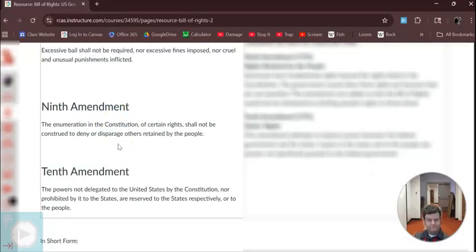Now, that's the basics of the first 10 amendments. In class, we'll go into more detail on this resource page that I'm pulling from. It goes into more detail about things. But this is just a basic overview of the Bill of Rights.